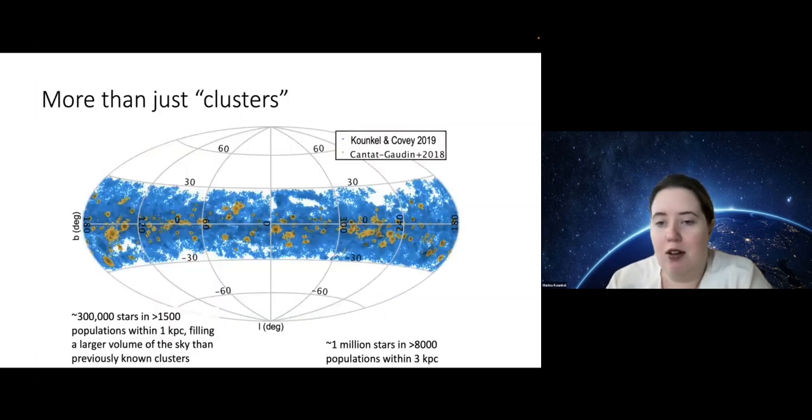And here's an example of a work that we've been involved in, where in yellow are all of the previously known, classically known open clusters, and in blue are a number of different co-moving structures and populations that we have identified. In total, within 3 kiloparsecs, we've found more than 8,000 of these populations containing approximately 1 million stars. And they are everywhere, they are ubiquitous, they are unavoidable. People are practically breaking their limbs, tripping over them in Gaia data.